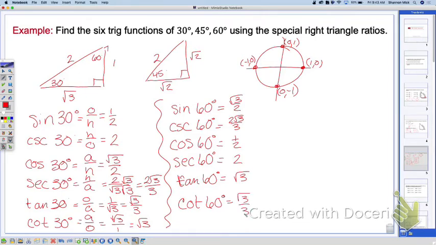Remember I talked about 30 and 60 being complements of each other, yes? The sine of 30 should equal the cosine of 60. Do they? Yes. Sine and cosine are co-functions of each other. So as long as the angles are complementary, the sine of one is the cosine of the other, and the cosine of one is the sine of the other.